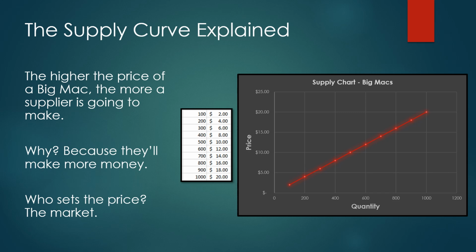And we see here as the price of Big Macs continue to increase, now we're at $5 a Big Mac, $10 a Big Mac, $20 a Big Mac. The quantity keeps going up. McDonald's is going to make more as the price goes higher.